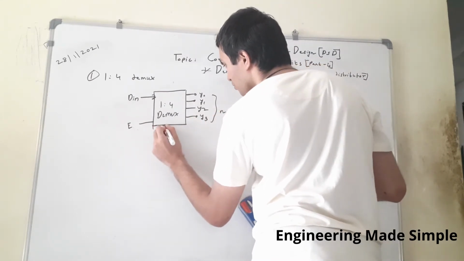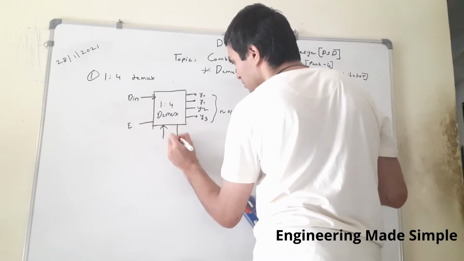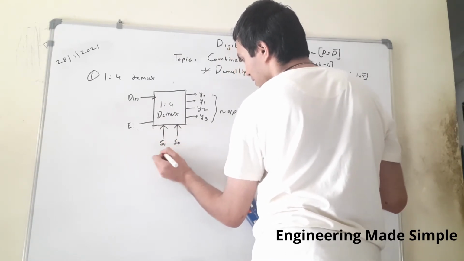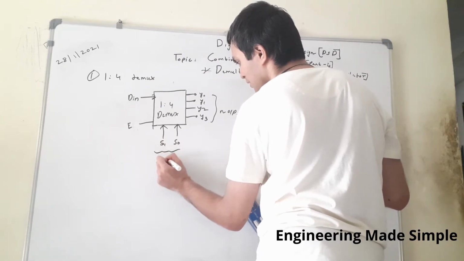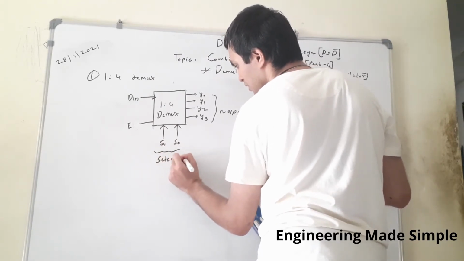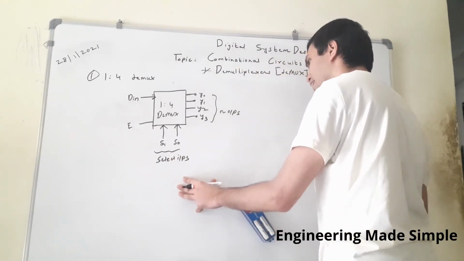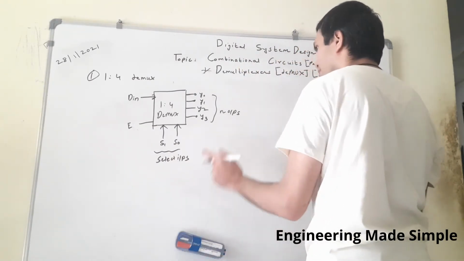And for selection of these outputs we need two select inputs. They are nothing but S1 and S0, that is select input. So this is the block diagram of 1:4 DMUX. Now let us start developing its truth table.